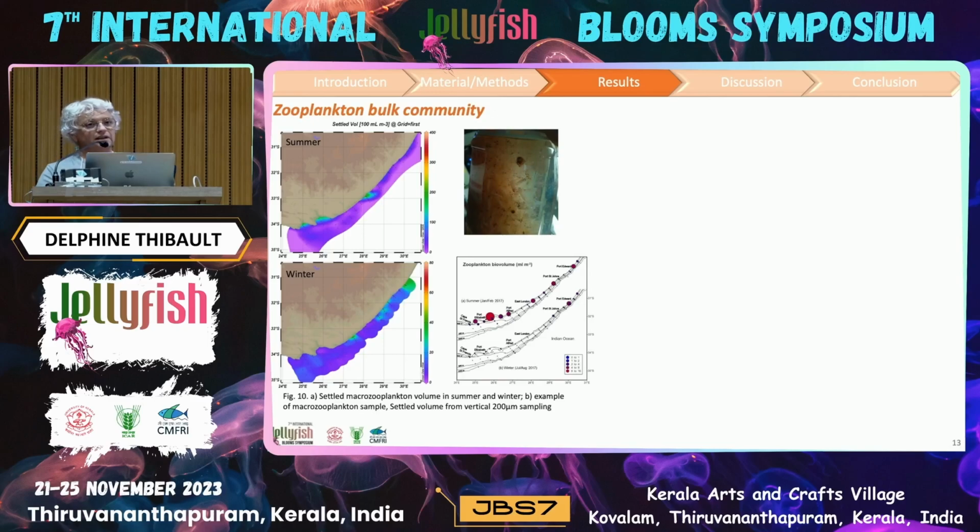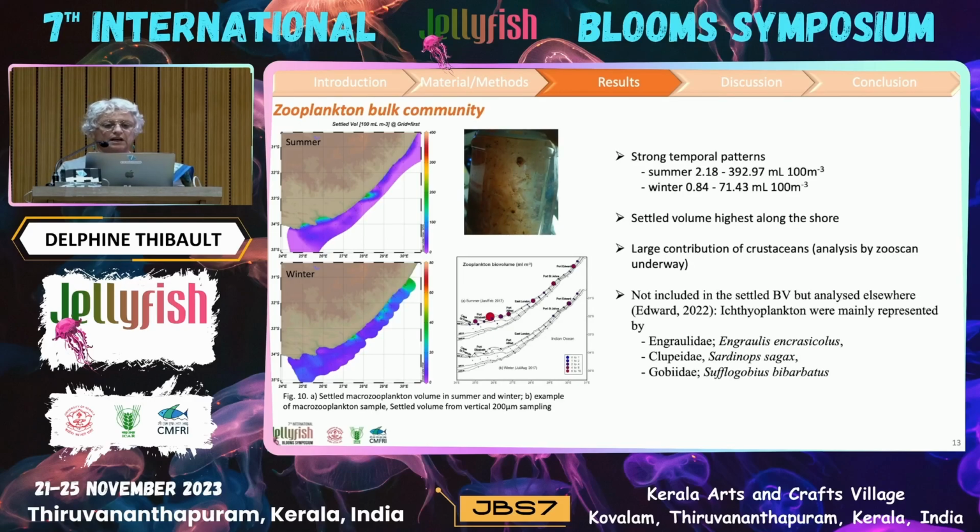Zooplankton, in biovolume, is showing very different distribution between summer on the top and winter at the bottom. You can't really see it on the scale, but it's about 5 times more in summertime. So the biovolume goes up to almost 400 milliliters per 100 cubic meters. And there's a large contribution of crustaceans, as you can see in the pictures.